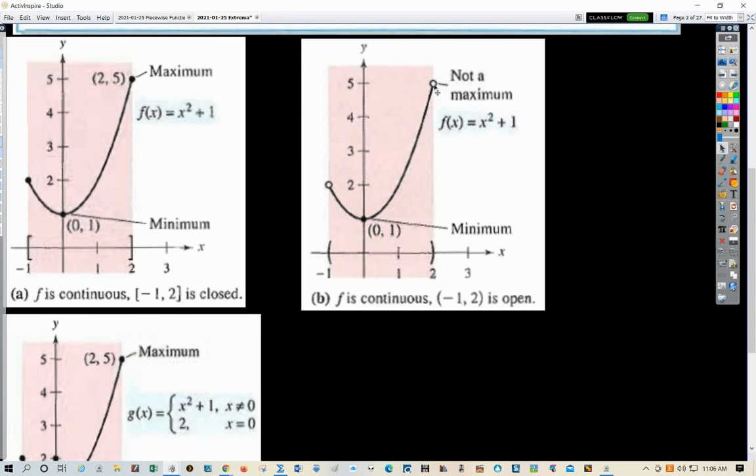So you might be thinking, well, okay, let's just pick the point next to that, right? The point next to the endpoint then inherits the maximum status. What's wrong with that thinking, though? Why don't I just pick the point next to the endpoint, and when the ant is standing there, he's at the maximum? How come that doesn't work?